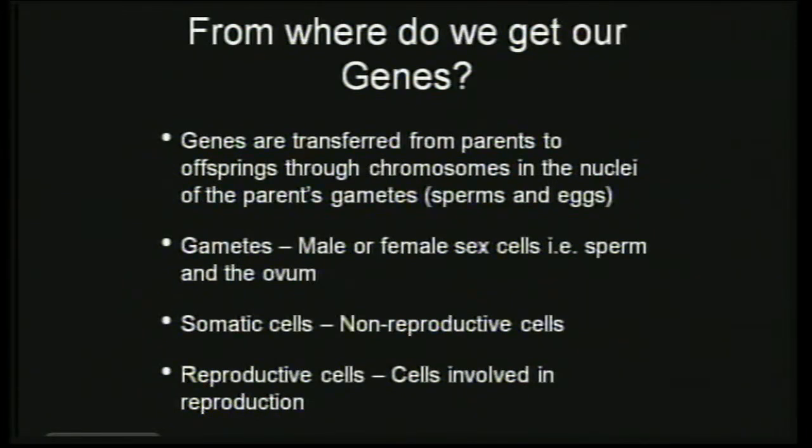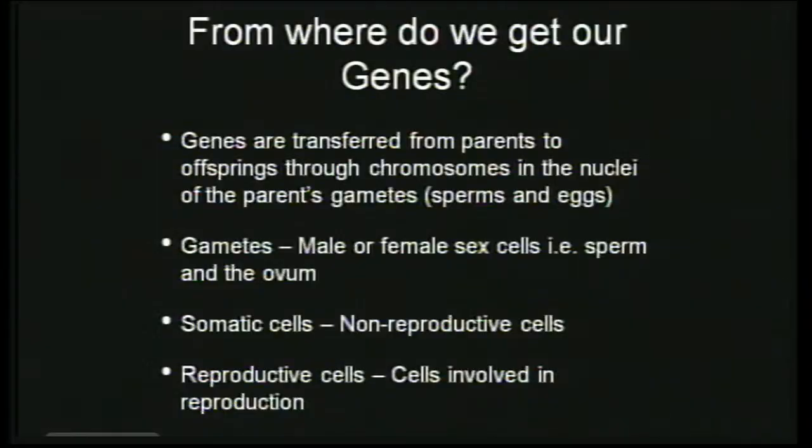Whatever is present in the somatic cells has nothing to do with inheritance. Only the characters and changes present in the gametes, that is the sperms and the eggs, will be inherited by the offspring. So offspring inherit genes from the parents through the gametes.